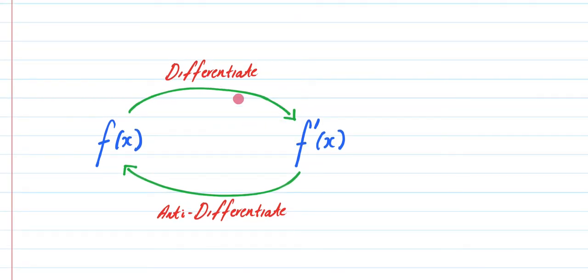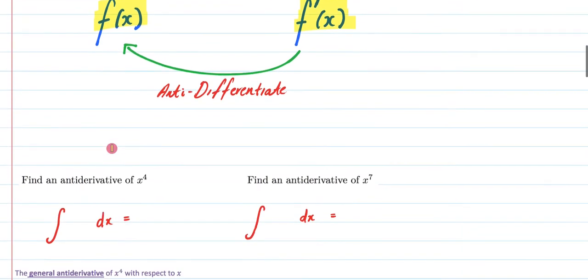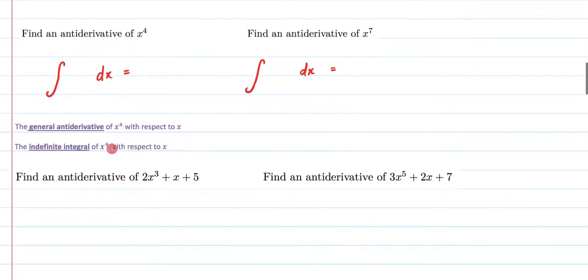Because differentiation and anti-differentiation are the opposite, if I was to start with f of x, so just a function, and I was to differentiate it, I would end up with a derivative. We all know that. Well, if I was now to anti-differentiate the derivative, I would end up back at the original function. And that's because the processes are just opposite to each other. By doing the opposite thing, we go back to where we started. Perfect. Let's keep on going now and answer the questions in your booklet.